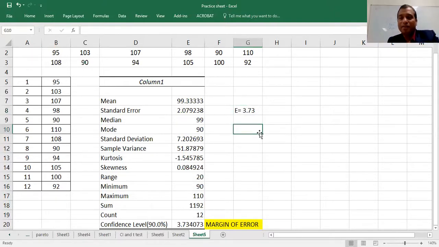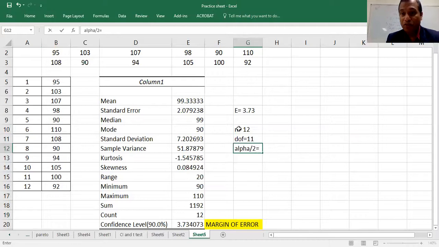This is a sample, right? So what values are given? N equal to how much? N equal to 12. So what will be the degree of freedom? DOF will be 11. Okay, what is the alpha value? 90%, right? So 0.10. So alpha by 2, exactly 0.05. Very good.